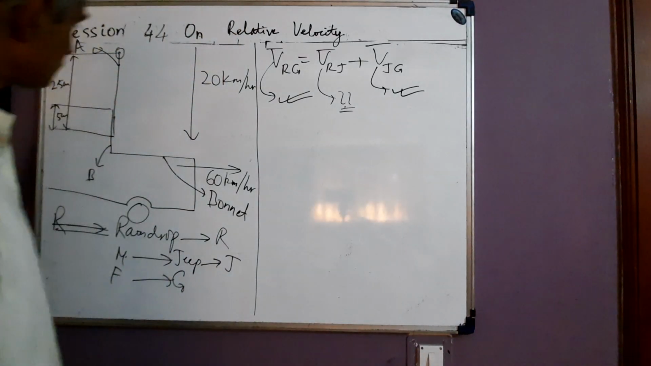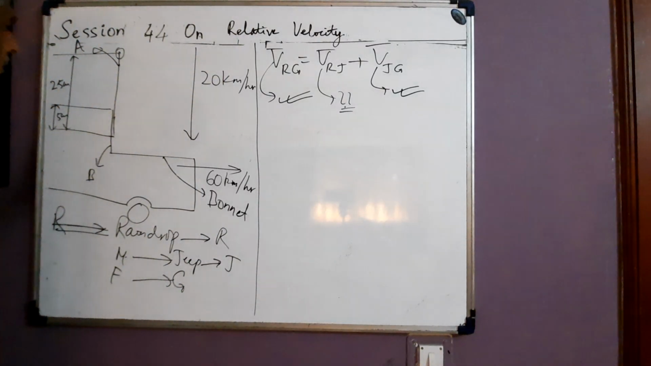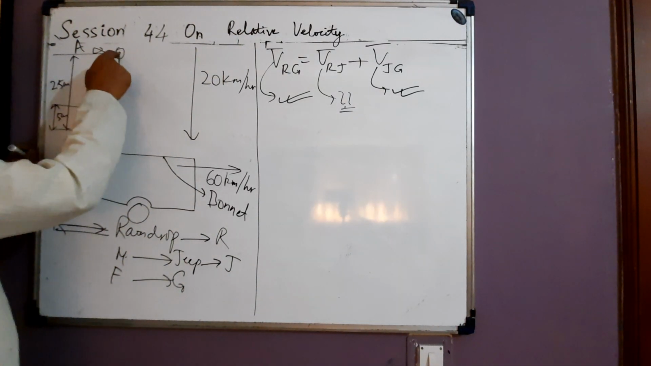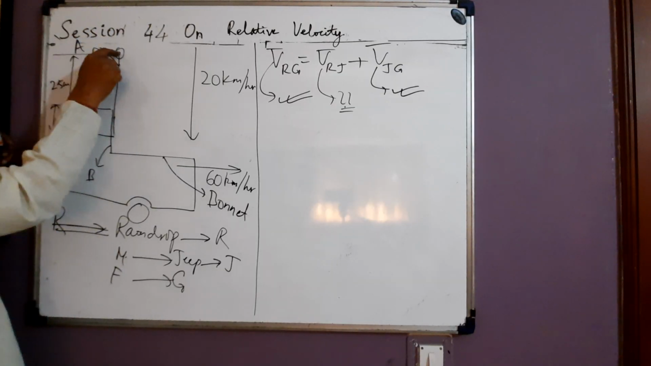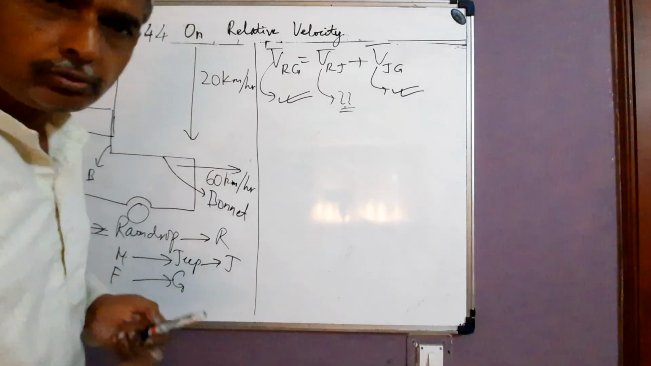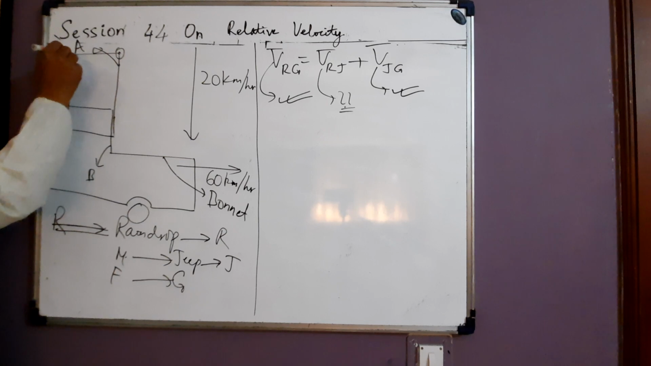Fine. Now what to be done? This I am repeating: this is the hood of the Jeep, the upper cover of the Jeep, and this is the hood axis.